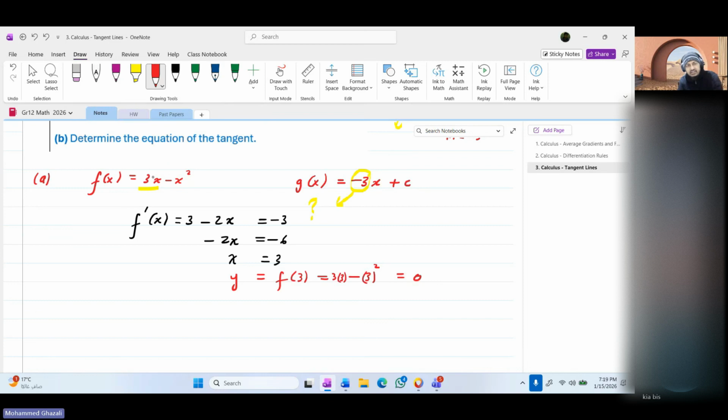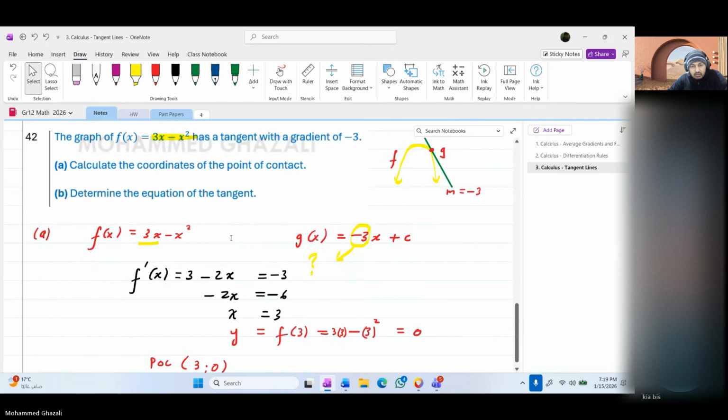Right? I substituted 3 into the x value, so I have y value 0. So what's my point of contact? Point of contact is (3, 0). Okay. Calculate the coordinates of the point of contact.